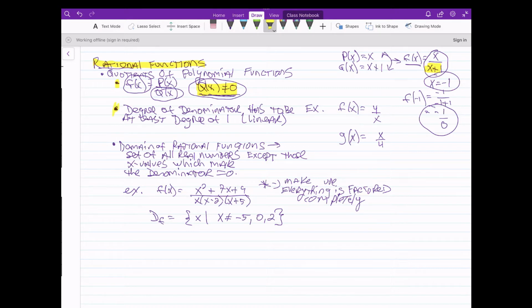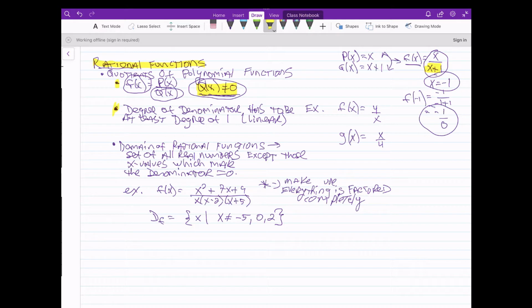All right, so if we look at the next bullet, it says the degree of the denominator has to be at least degree 1. When I said earlier that rational functions are quotients, quotients imply division. Not every function that has division is going to be constituted as a rational function.